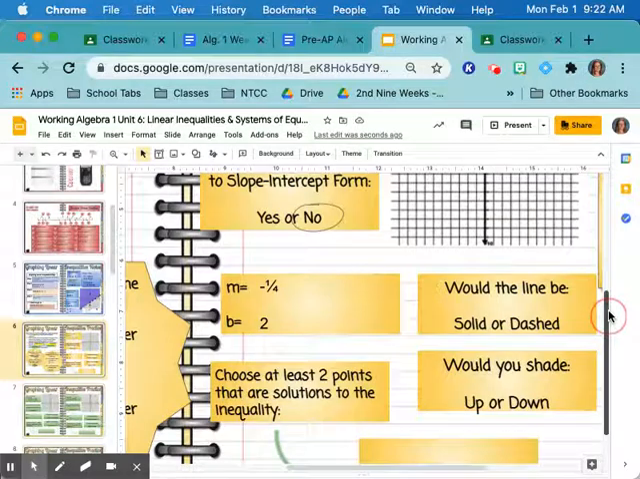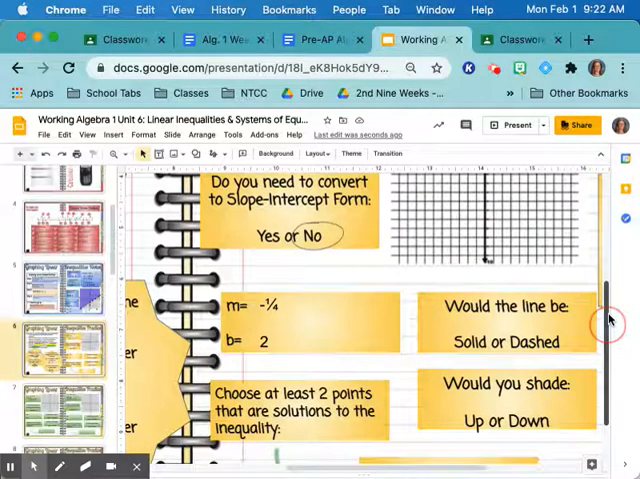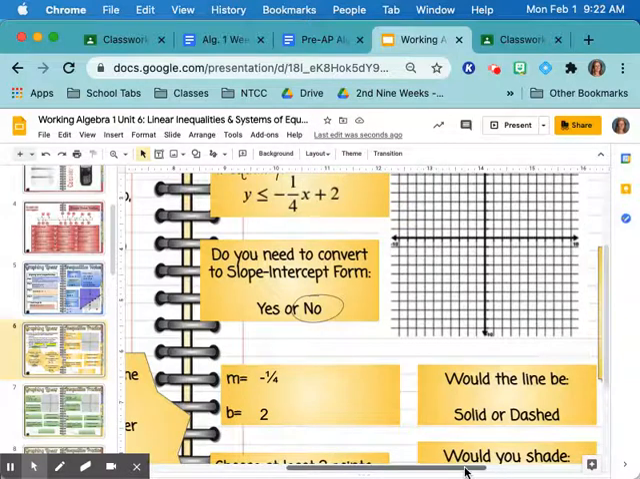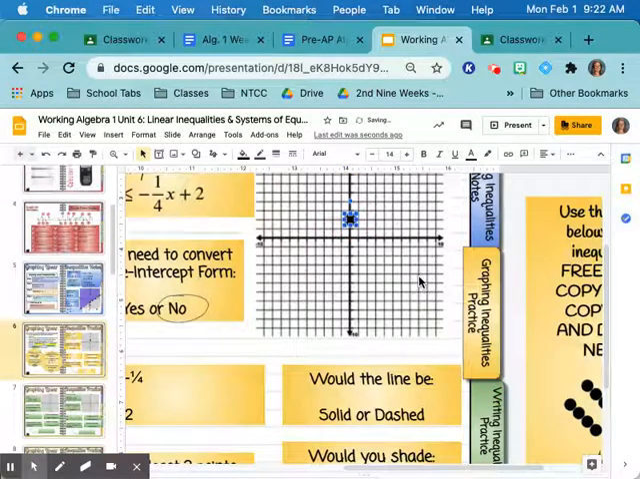Okay, so let's go ahead and plot some points, and then we'll talk about shading and how the line should look. So when we graph it, we're going to graph the y-intercept at 2 first. So look over here, grab a little point. Y-intercept is at positive 2.